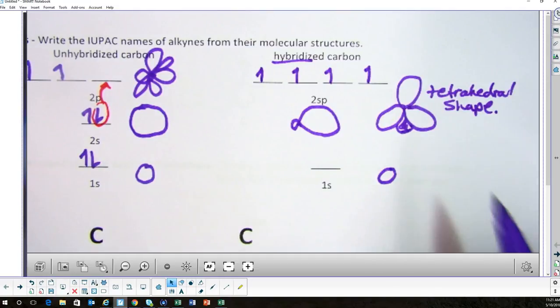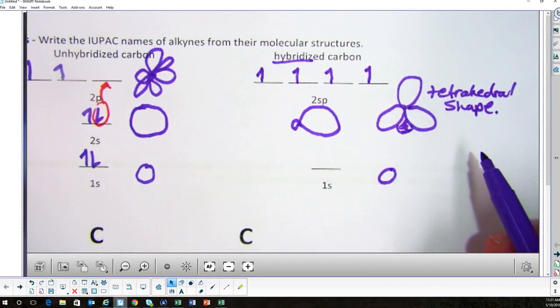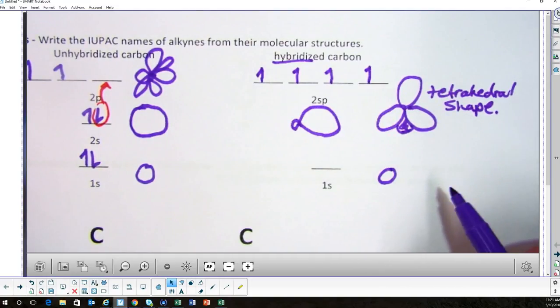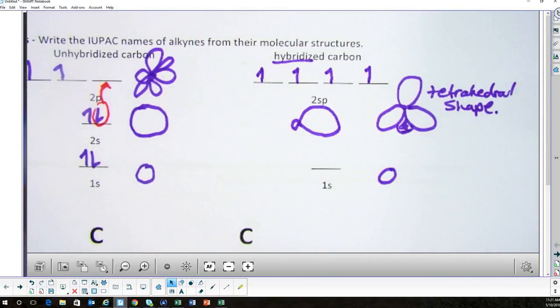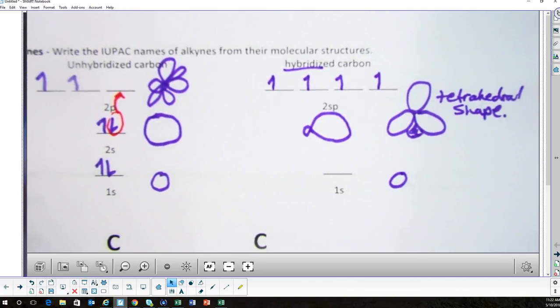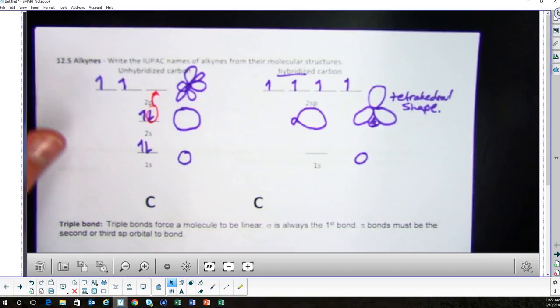So this is where we get the carbon and silicon and being able to make diamonds and stronger substances. Because of this tetrahedral shape, that 109.5 degree angle is very, very good at holding on to stresses without breaking. Okay, I'm going to zoom out a little bit more again so I can get the whole page.